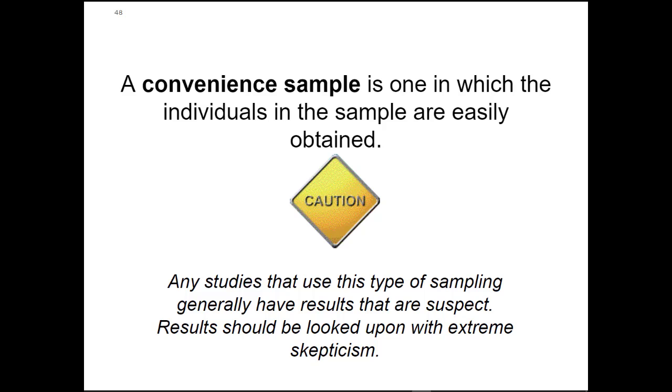The last type of sampling technique that we will discuss is a convenience sample. And a convenience sample is one where the individuals are easily obtained by the researcher. A convenience sample has the most amount of bias, but it doesn't necessarily mean that it's a bad experiment. We just have to note that it has a high amount of bias. Therefore, any results from that study really have to be scrutinized.